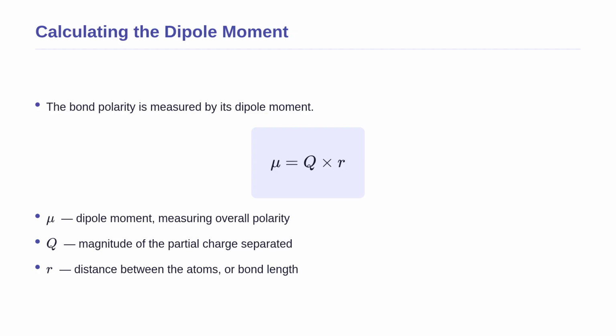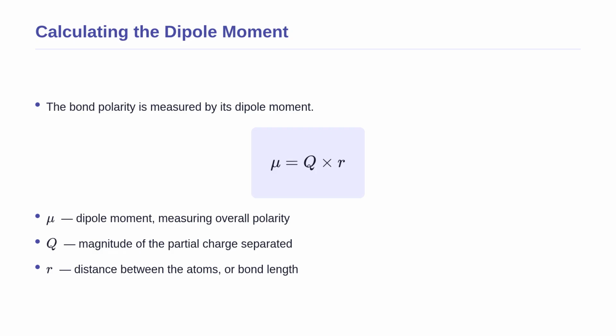Now that we understand the importance of polarity, let us look at how we measure it mathematically. The overall polarity of a bond is measured by a vector quantity called the dipole moment, represented by the Greek letter mu. The formula is mu equals Q times R. Here, Q stands for the magnitude of the partial charge that has been separated in the bond. The variable R represents the distance between the centers of the two bonded atoms, which is the bond length.